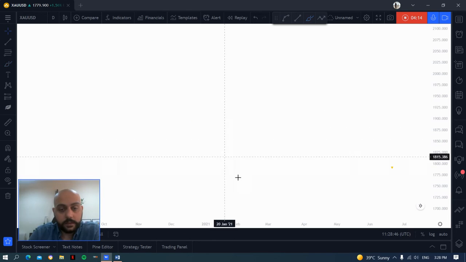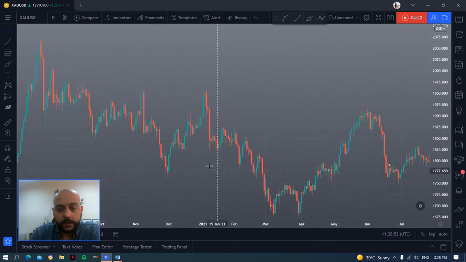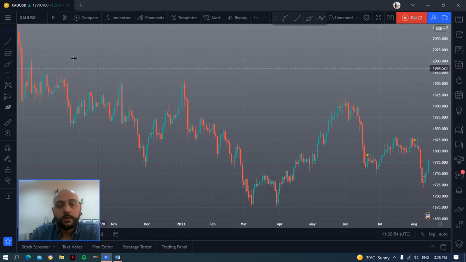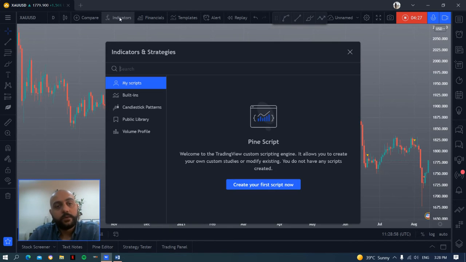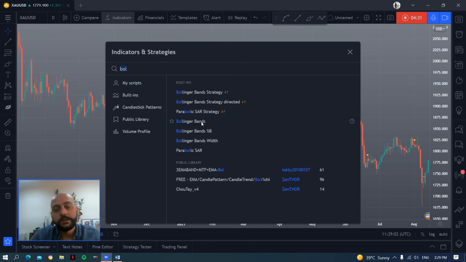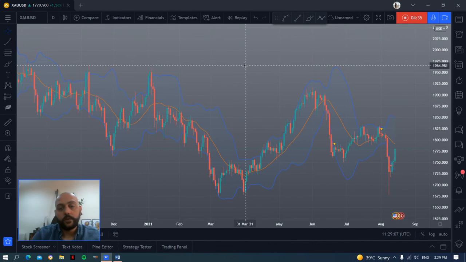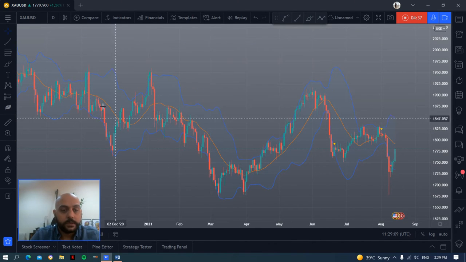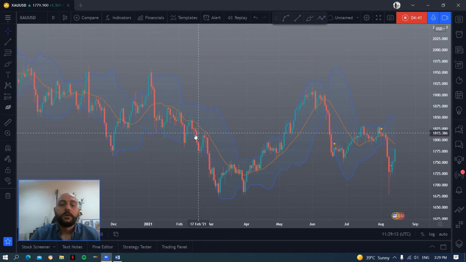Let me delete all of this. Let's go here. This one. All right, so this is the daily chart for gold USD. First, we go to our indicator tab and we type Bollinger. Let's see it right away. And here's what it looks like on a real life market.